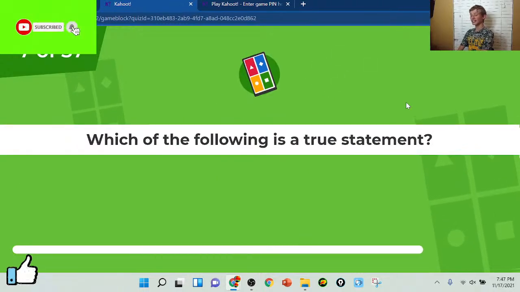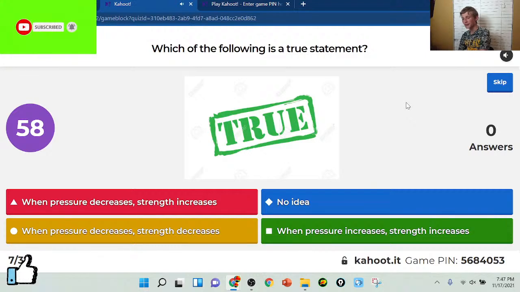Which of the following is a true statement? When pressure decreases, strength increases. When pressure decreases, strength decreases. When pressure increases, strength also increases, or do you have no idea?